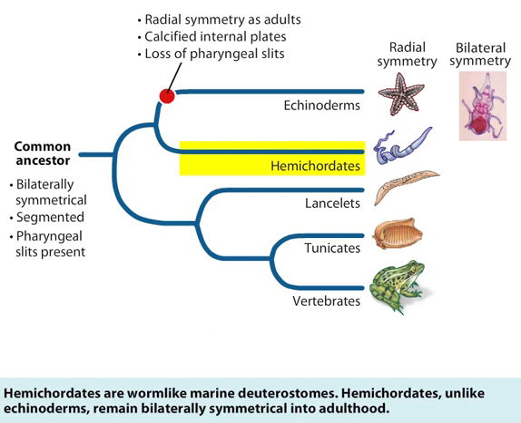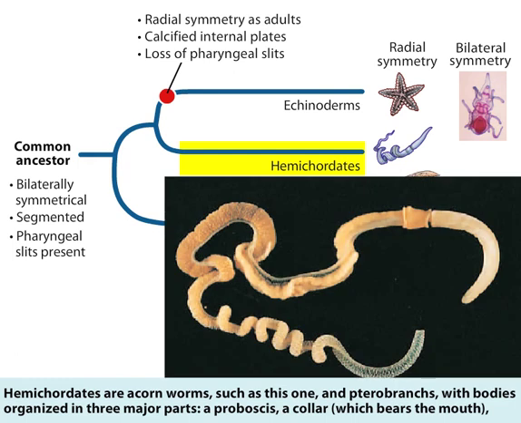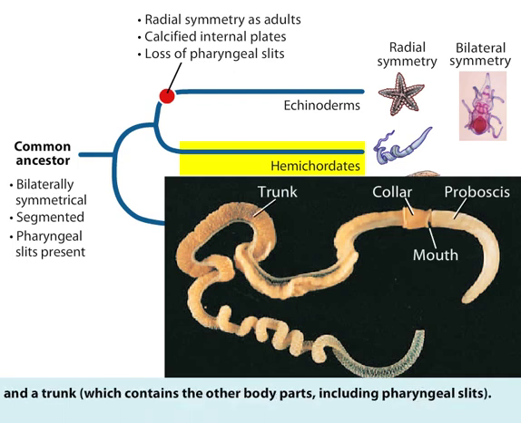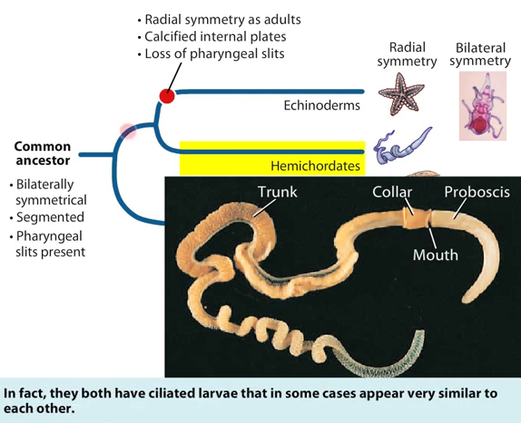Hemichordates are worm-like marine deuterostomes. Hemichordates, unlike echinoderms, remain bilaterally symmetrical into adulthood. Hemichordates are acorn worms, such as this one, and terebranchs, with bodies organized in three major parts: a proboscis, a collar, which bears the mouth, and a trunk, which contains the other body parts, including pharyngeal slits. Hemichordates are more closely related to echinoderms than to other deuterostomes. In fact, they both have ciliated larvae that in some cases appear very similar to each other.